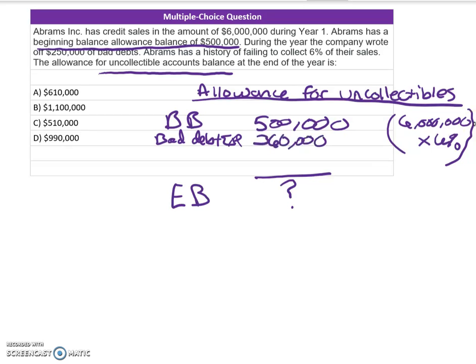Bad debt expense is always going to be increasing our allowance. So one more thing that we need to note here is going to be our write-off. So we wrote off $250,000. Basically what this means is of the allowance, we're basically giving up on $250,000 worth that we expect to be collecting. So we are going to be reducing this from our allowance for uncollectibles.